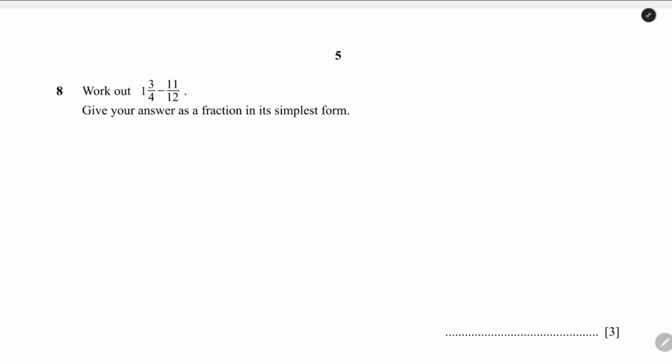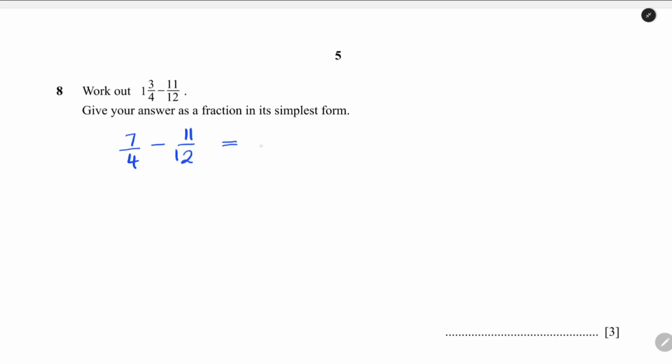First and foremost, I would encourage you to change this to an improper fraction. This is a mixed number. It consists of a whole number and a proper fraction. We're going to change it to an improper fraction now. 1 times 4 will give us 4 plus 3. That gives us 7 over 4 minus 11 over 12.